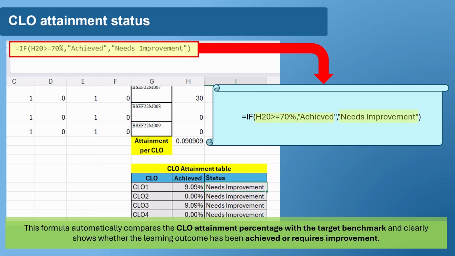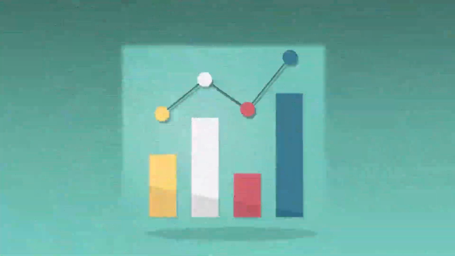So this indicates that the attainment level is below the required benchmark and the instructor may need to review the teaching method, assessments and course material. The same logic again can be applied to other CLO attainment cells as well. Now we will analyze the CLO results using a Pareto chart.